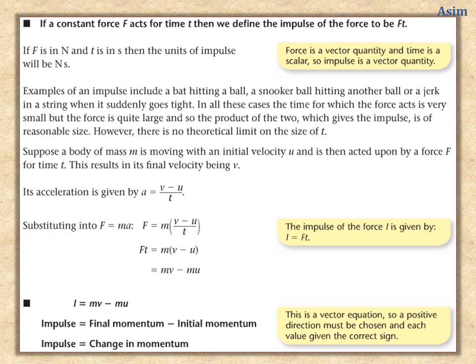Let's start. First of all, let us understand what is impulse. Basically, impulse is force multiplied by time. The impulse of a force is given by impulse I equals F into time, force into time.